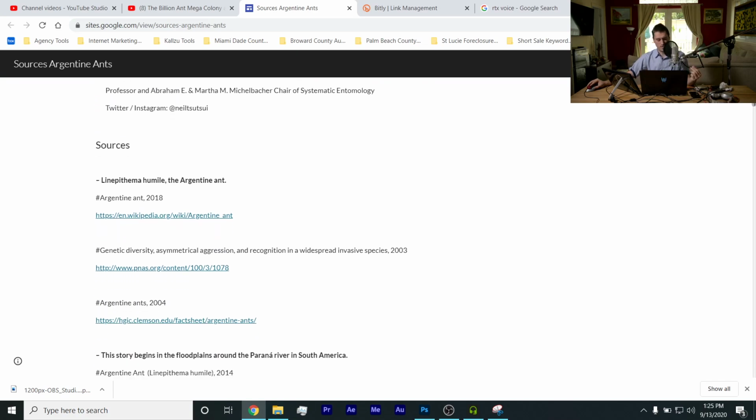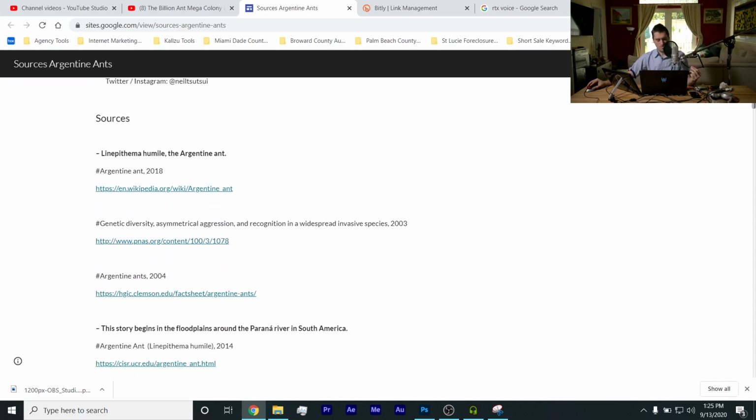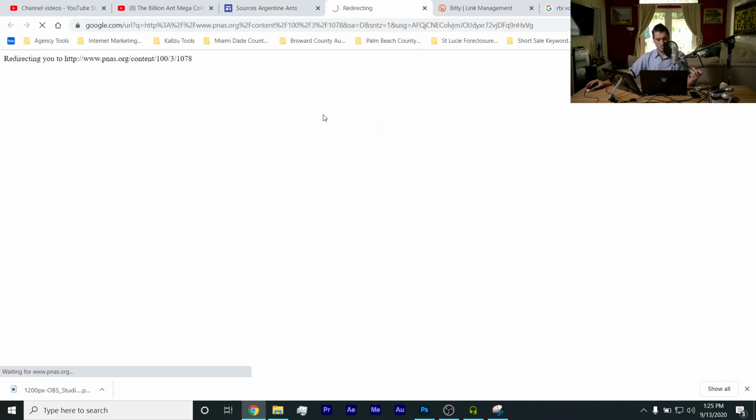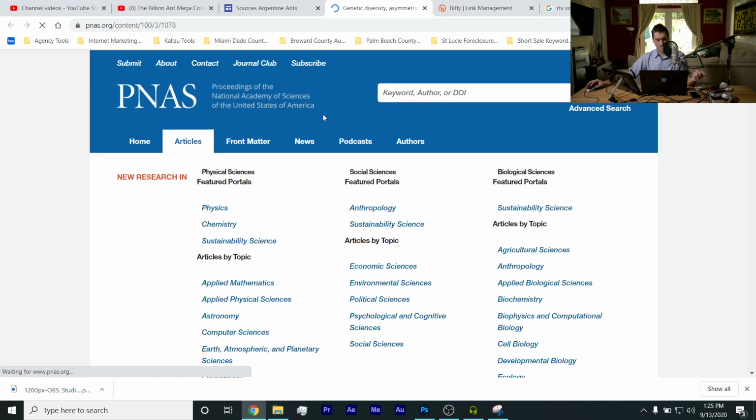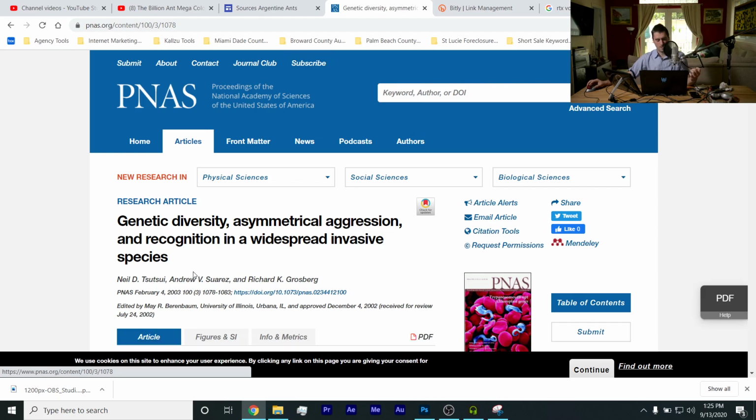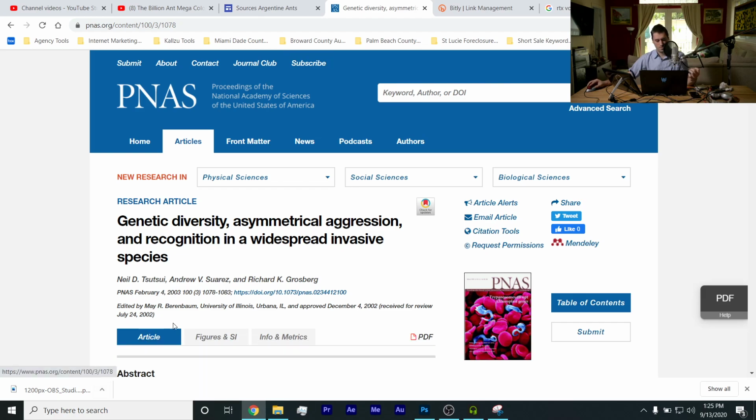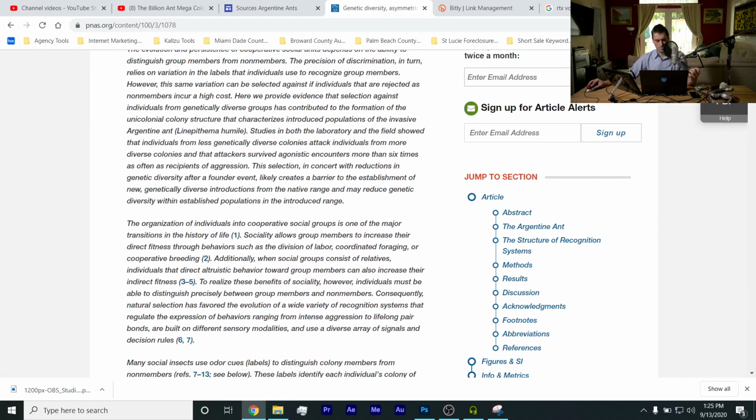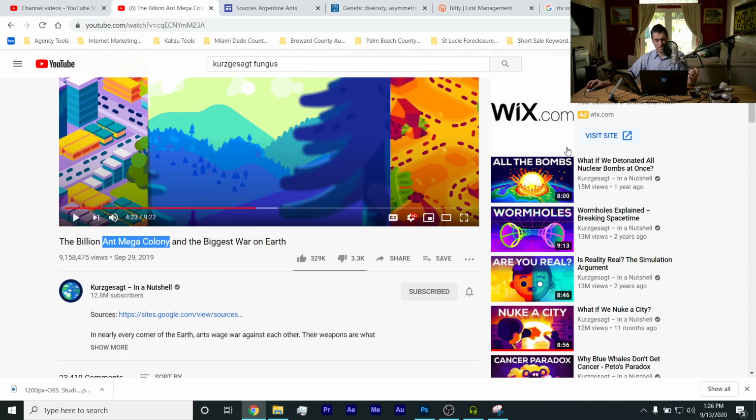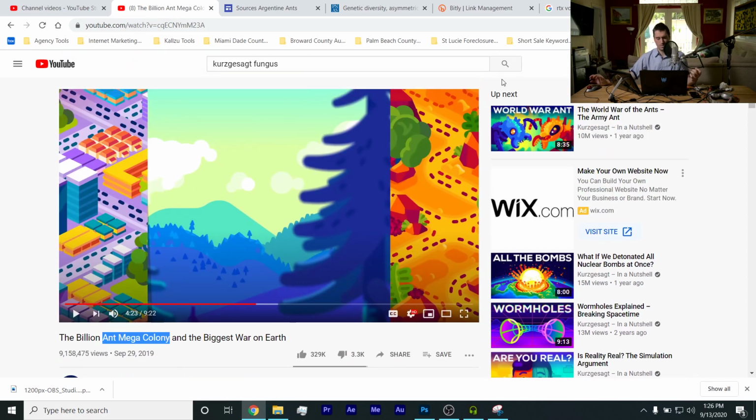The Argentine ant. So we have some Wikipedia, some, I guess, academic papers, an academic article. Is this a research article? The evolution and persistence of cooperative social units. So what it's saying is that there are these ants which take over a large part of the world.